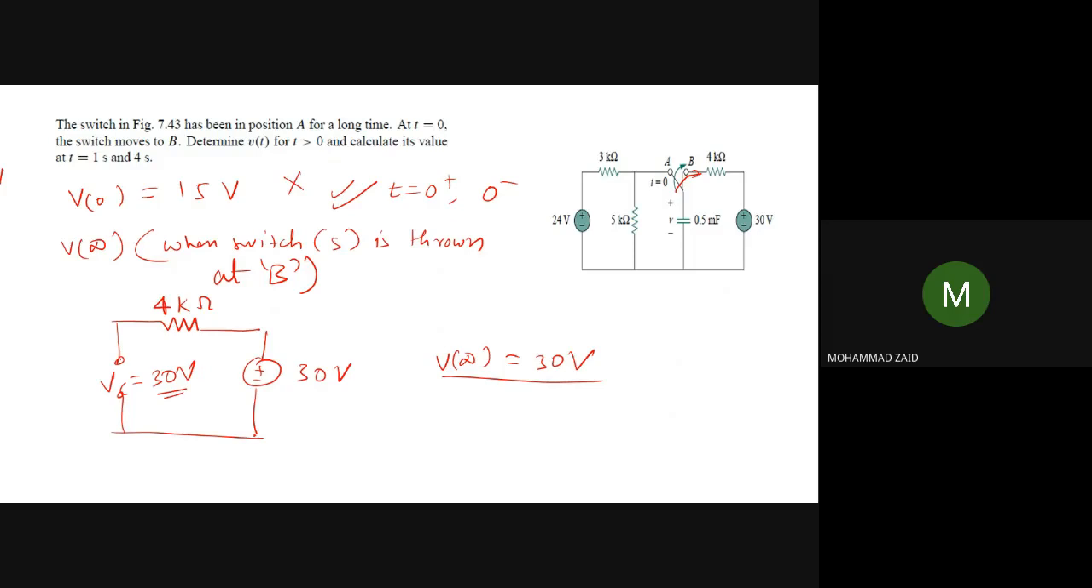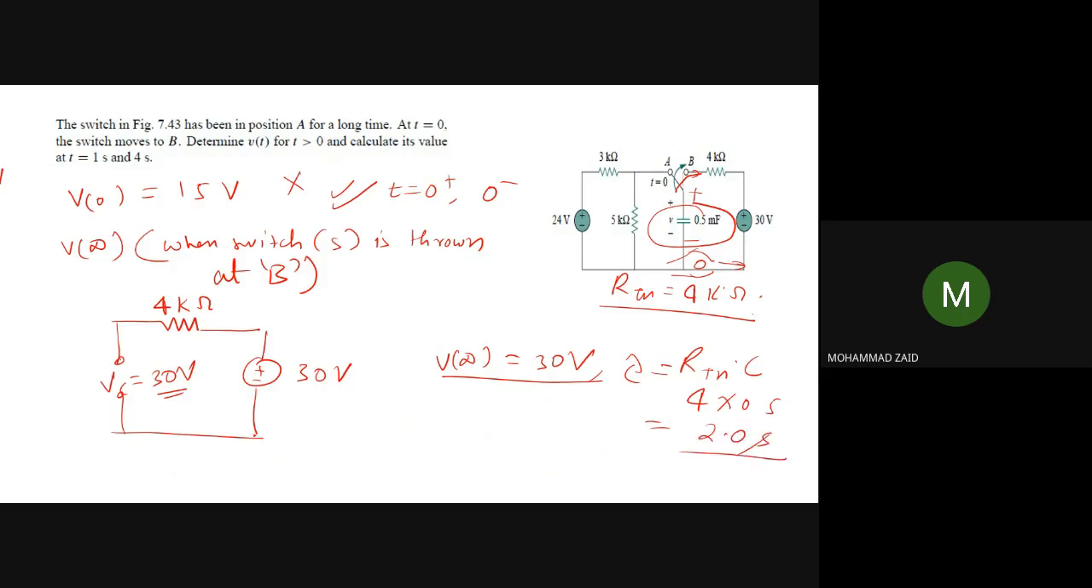Okay, now what will be tau? Tau will be equal to R Thevenin into C. That is the resistance seen by the capacitor from its terminals. Understand it this way: Thevenin resistance is the resistance you see if your eye is placed at the capacitor's position. Internally, you will see 4 kilo ohm and a DC voltage source. The DC voltage source has internal resistance 0, so basically you will see R Thevenin equal to 4 kilo ohm. So tau is 4 into 0.5, which is equal to 2 seconds. The unit of time constant is seconds.